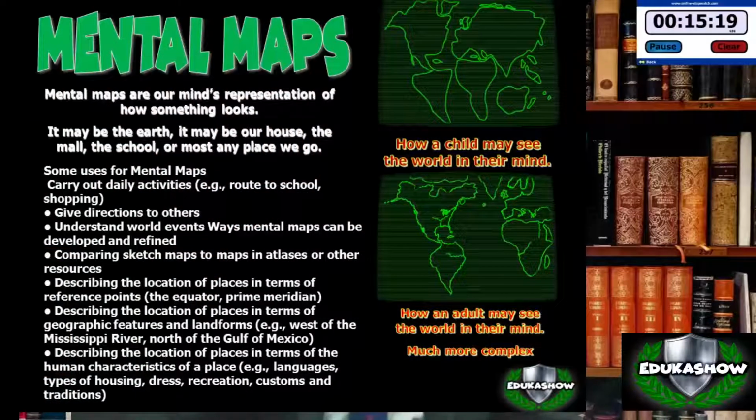Now, next up, we're going to move on to our slide number 24. In our slide number 24, you're going to find mental maps. Maps of the mind, right? So mental maps are our mind's representation of how something looks. It may be the earth, it may be our house, the mall, the school, or most any place we go.